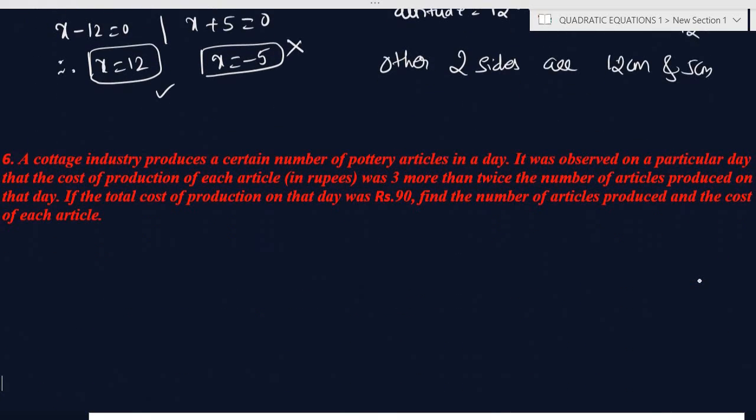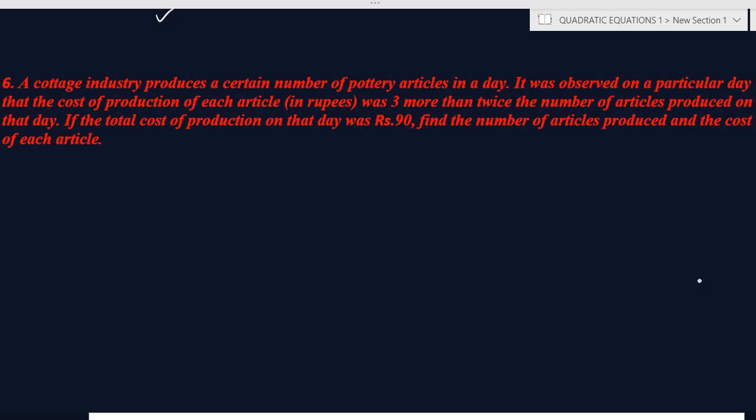Now the next one is: a cottage industry produces a certain number of pottery articles in a day, and it was observed on a particular day that the cost of the production of each article was 3 more than twice the number of articles produced on that day. Let x be the number of pottery articles produced in a day.